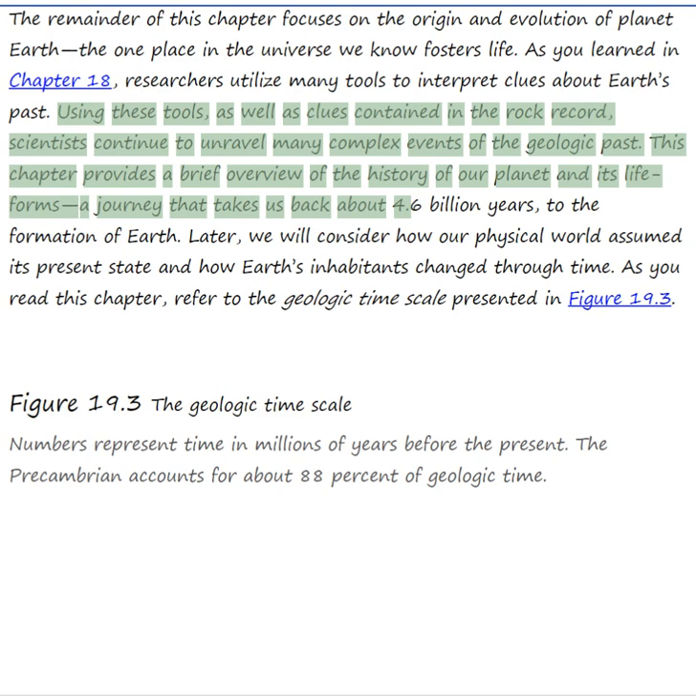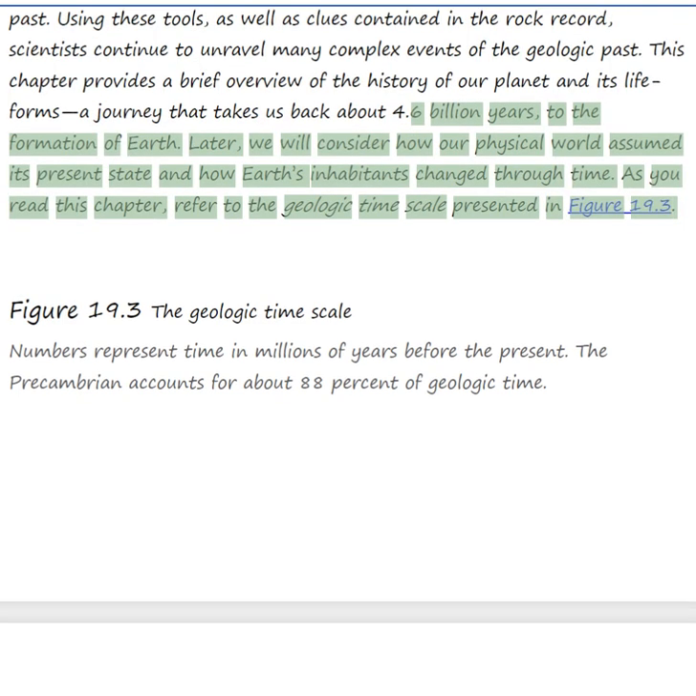This chapter provides a brief overview of the history of our planet and its life forms, a journey that takes us back about 4.6 billion years to the formation of Earth. Later, we will consider how our physical world assumed its present state and how Earth's inhabitants changed through time. As you read this chapter, refer to the geologic time scale presented in Figure 19.3.